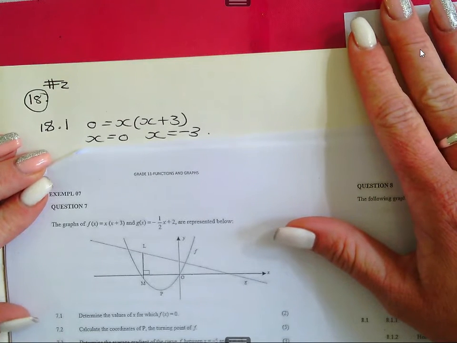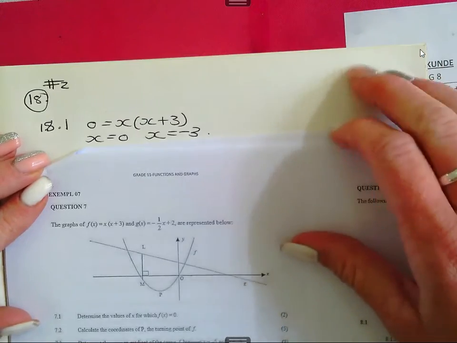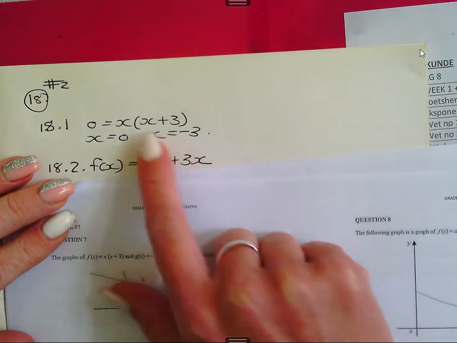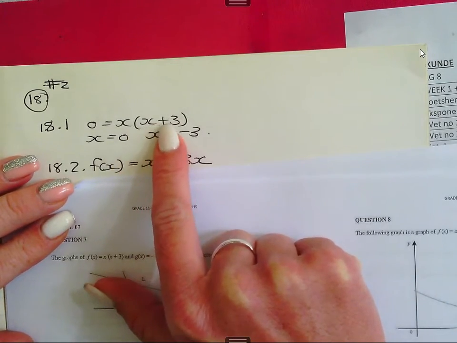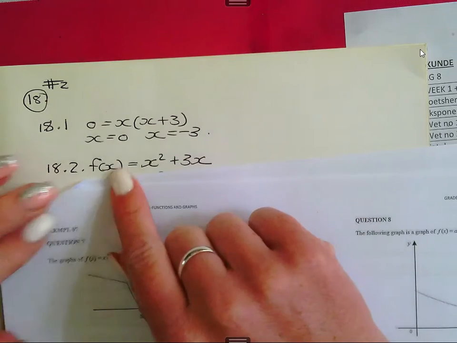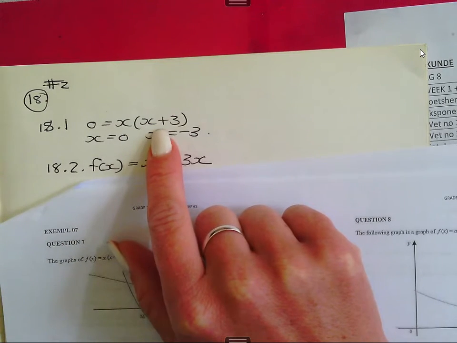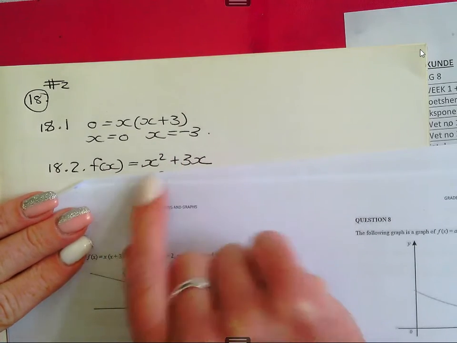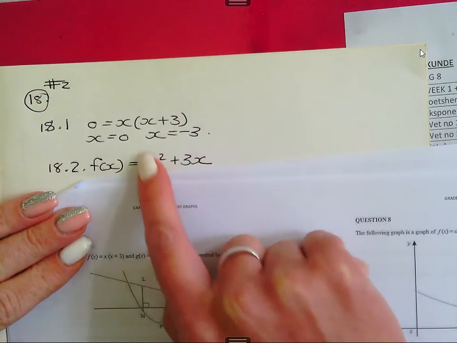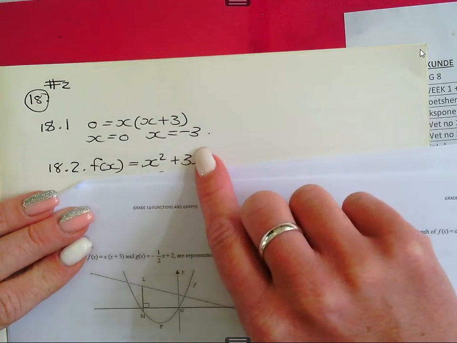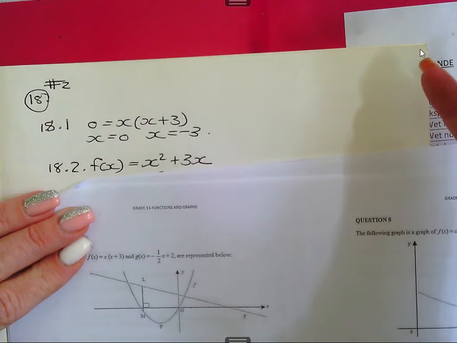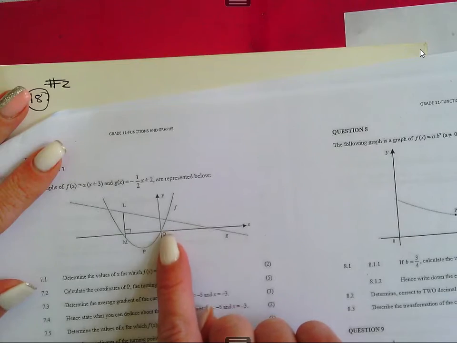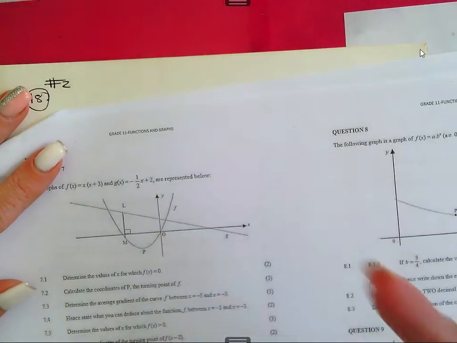Yes. Calculate the coordinates of P, the turning point of f. So I got it into standard form first, because x bracket x plus 3 is not standard form. I can't complete the square when it's in that format, and I can't find the value of a and b when it's in that format. So I need it in standard form. That's standard form. So can you see a is 1, b is 3, and c is 0 if you wanted c's value. And look, it makes sense because the y-intercept is at the origin where c is 0.